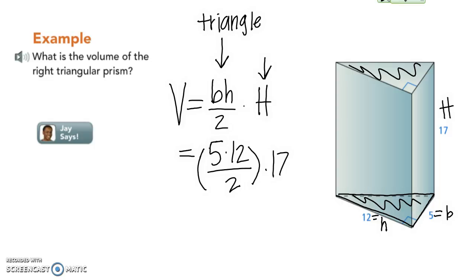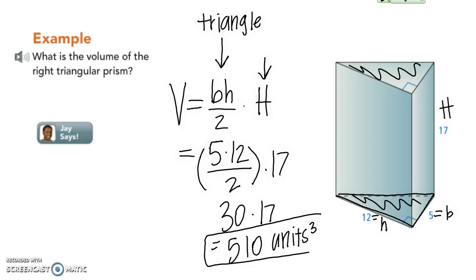So 5 times 12, I know that's 60. 60 divided by 2 is 30. And then I do 30 times 17, and that gives me 510. And again, they didn't give me units, so I'm going to just say units cubed. Okay, if you have a question on how I got this, hit pause and raise your hand and I can come work through it with you. So this is volume of a triangular prism.